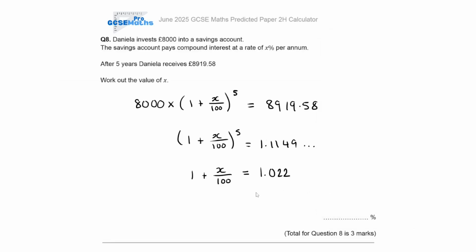And from here I feel like you can see what you're going to do. We're obviously going to take away 1. That would be just 0.022 and times by 100. 2.2%. So there's your answer, 2.2.